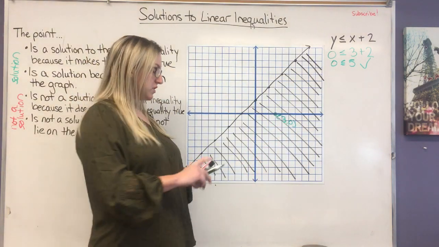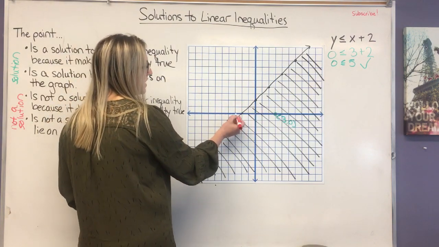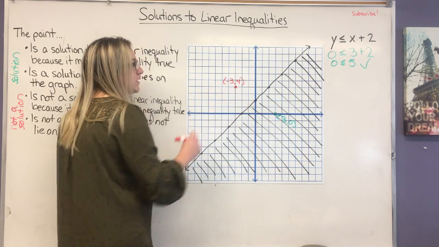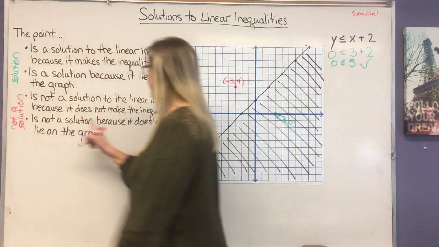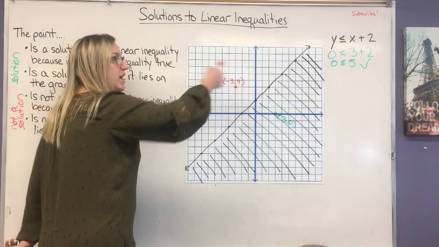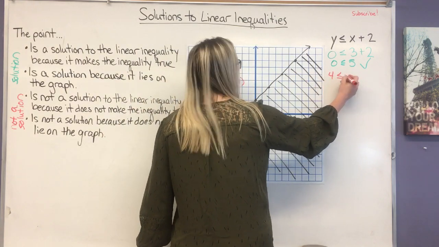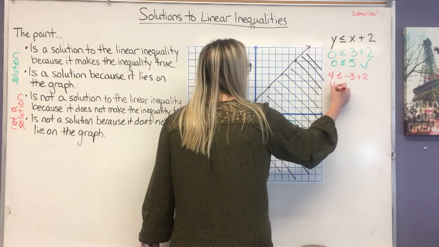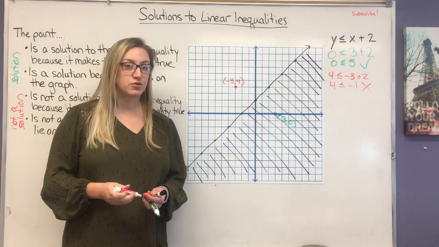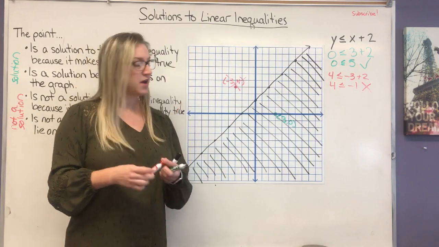So an example of something that is not a solution would be a point, let's say over here, (-3, 4). (-3, 4) is not a solution because it does not lie on the graph of this inequality. So if we tried plugging in, which is what we just went over, 4 less than or equal to -3 plus 2. Well, 4 is not less than or equal to -1, therefore it's not a solution and should not lie on the graph, which is why it doesn't. It's in the non-shaded area.